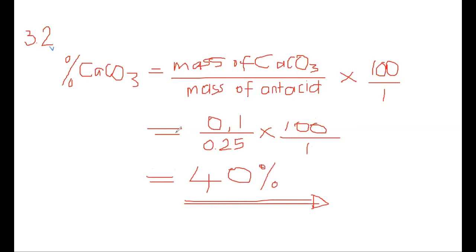Mass of calcium carbonate over the mass of the antacid tablet multiplied by 100 over 1, which is 0.1 divided by 0.25 multiplied by 100 over 1. Then you get your answer to be 40%. Clear? Right. Okay. Yes.